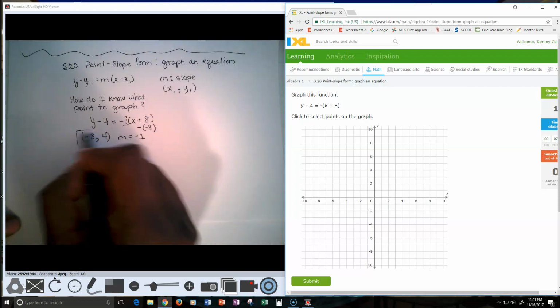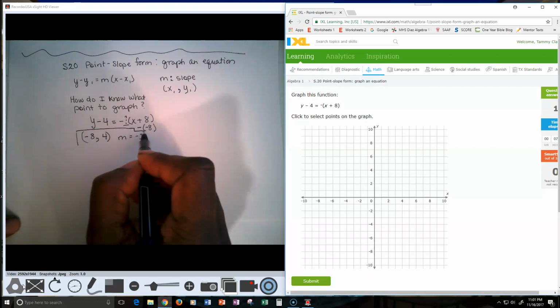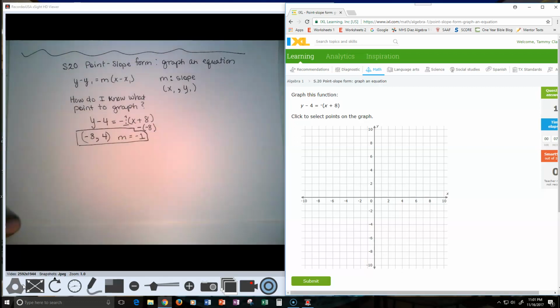So this is what I'm going to graph. I'm going to go negative 8 up 4, start at this point, and my slope is negative 1, so I'm going to go down 1 and to the right 1. Because keep in mind, negative slope is like that airplane landing.